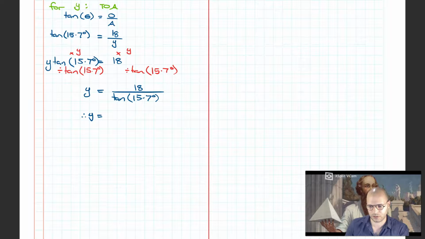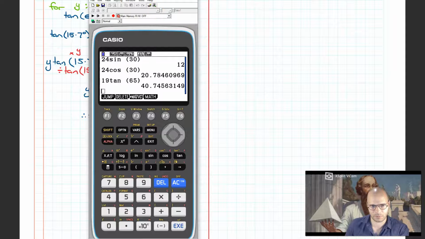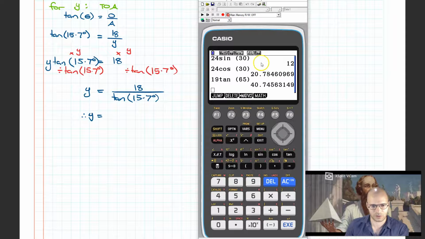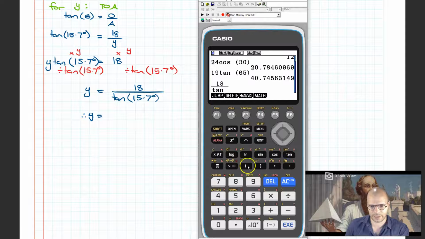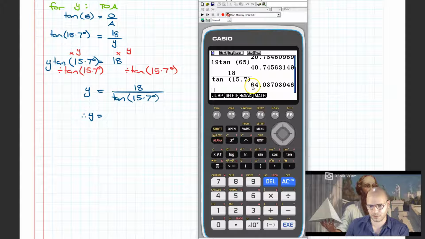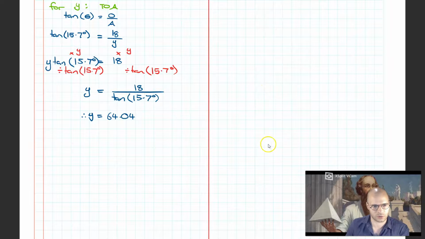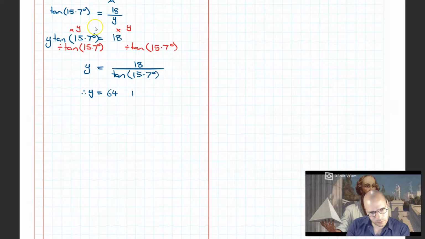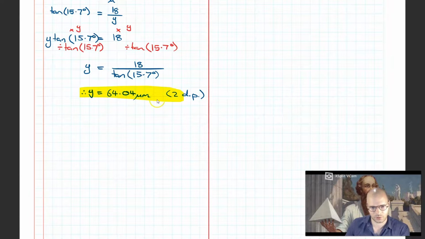Alright, evaluating the value of y, we bring our calculators up and we plug in the values. So I'm going to go 18 divided by tan, and using parentheses, 15.7 degrees. I hit execute. This gives us a value of 64.037, or to two decimal places, 64.04. The units, of course, being micrometers. And we went to two decimal places, thus coming to the first result.